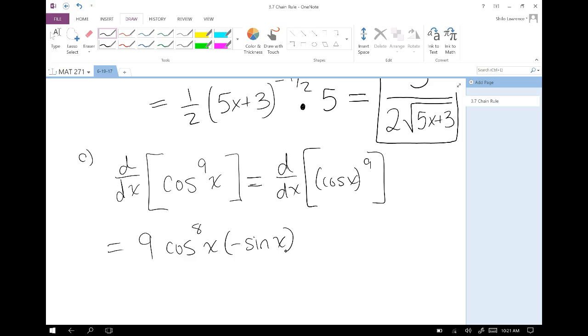That negative is like a coefficient of -1. We should move it to the front. So this is like -9 cosine to the 8th times sine. It really doesn't matter the order that you put the sine and the cosine in. Again, we typically write things with powers at the end, but that doesn't matter. It's not going to make a difference in the answer.